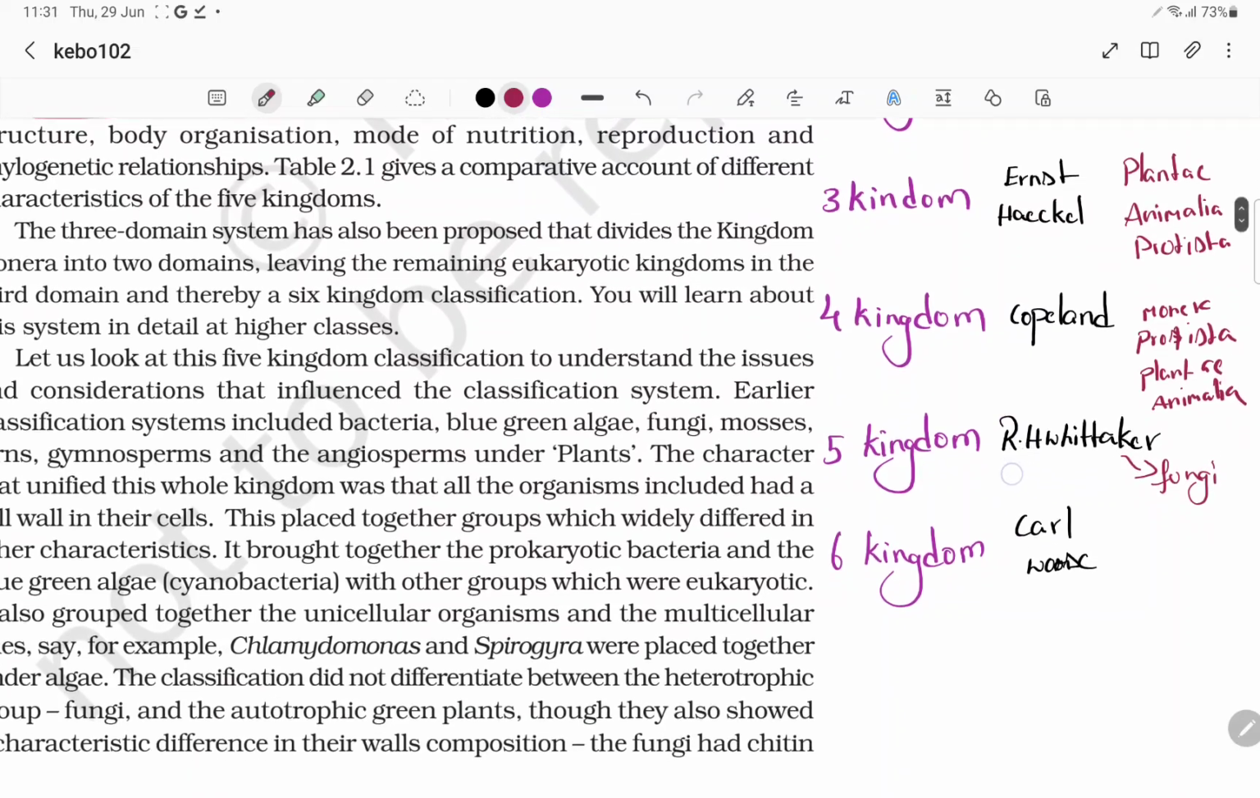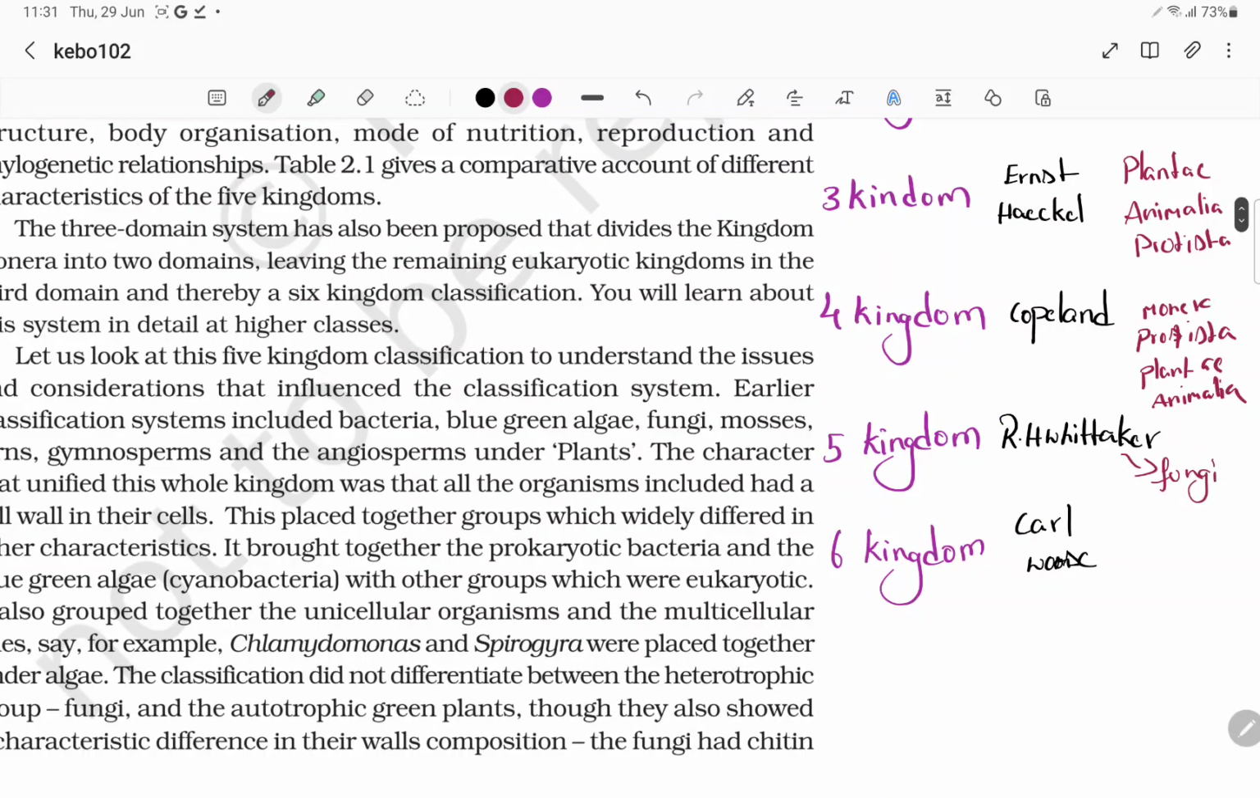And 6 kingdom, Carl Woese, very simple. They split this Kingdom Monera into 2 kingdoms, Archaea and Eubacteria. Right? And next we have Kingdom Protista, Plantae, Animalia and Fungi. That's how it makes 6. And we can also call the 6 kingdom system the 3 domain system.